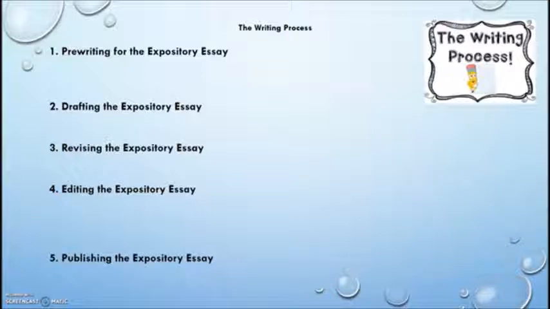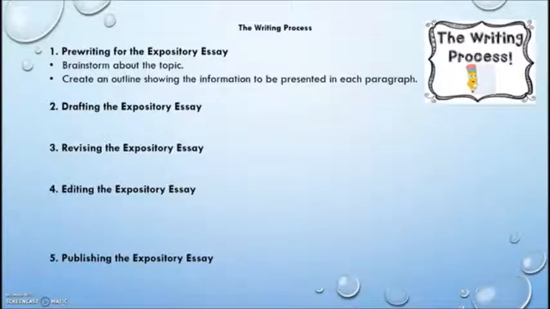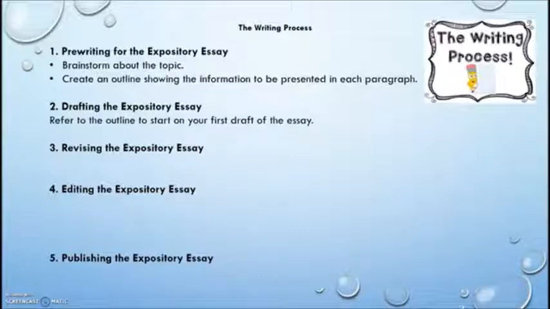The writing process consists of 5 steps. Step 1 is pre-writing for the expository essay. And that means you need to brainstorm about the topic. You also need to create an outline showing the information to be presented in each paragraph. Once you do that, then you move on to your first draft. This is where you refer to the outline to start on your first draft of the essay.